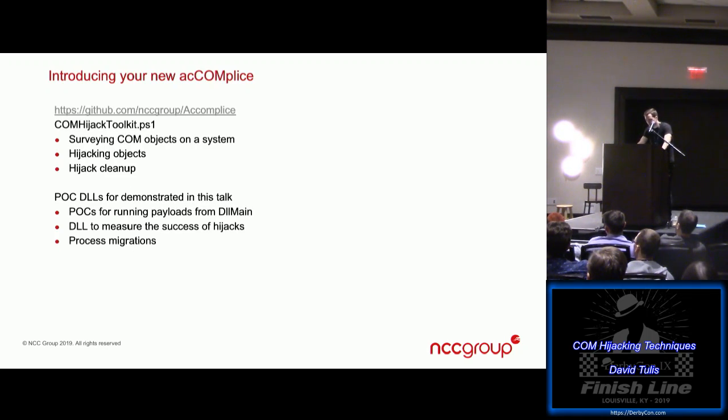So what am I going to be releasing on GitHub? I have a PowerShell script that's used for basic surveys of systems, parsing data related to COM hijacking and performing hijacks. I'll also be releasing all the proof of concept DLLs that I wrote for this presentation. There are two proofs of concept that run a payload inside DllMain. I'll release the DLL which measures thread lifetimes after the library has been loaded. I'll release a proof of concept for performing process migrations only using COM hijacks. I expect to have this up within the next week. I just need a little bit more time to clean up and document my code.